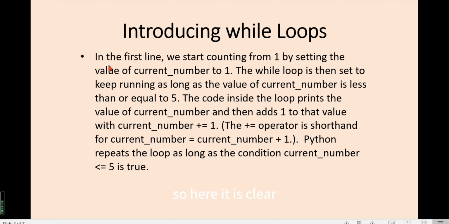So here it is clear. In the first line, we start counting from 1 by setting the value of current number to 1. Then the while loop is set to keep running as long as the value of current number is less than or equal to 5. The code inside the loop prints the value of current number and then adds 1 to that value with current number plus equal 1. The plus equal operator is shorthand for current number equals current number plus 1. And Python repeats the loop as long as the condition current number less than or equal to 5 is true.